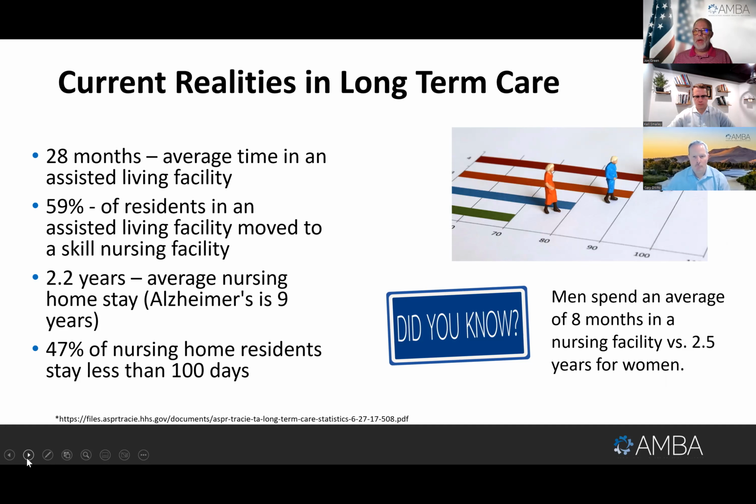So if you've got a history of Alzheimer's, you might want to consider, how does my plan work? That type of thing. But the one thing that jumped out to me big on these stats is that almost 50% of all nursing home resident stays are less than 100 days. And that is not because they pass away within the first 100 days.